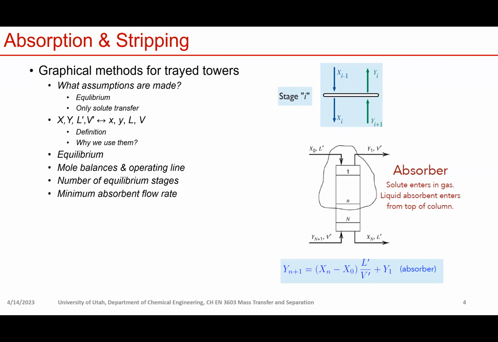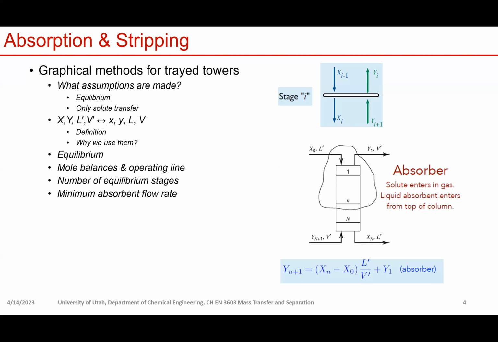What are the assumptions? Two very important basic assumptions here. One is equilibrium, right? Basically, we assume each tray will reach equilibrium. When you have your liquid phase entering your stage and your gas phase entering your stage, they're going to mix, and then mass transfer will happen on this tray, on this plate. When they leave the stage, the leaving gas phase will be in equilibrium with the leaving liquid phase, right? That's one assumption. Another assumption is that only solute is transferred from the gas phase to the liquid phase. So you don't have condensation of your gas phase, and you don't have vaporization of your liquid absorbent, right?